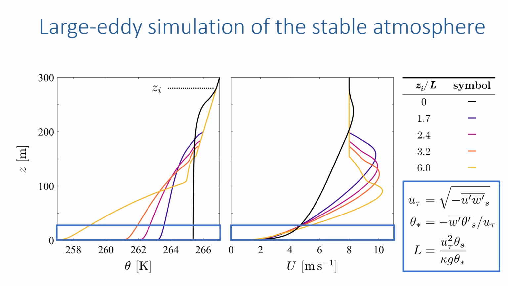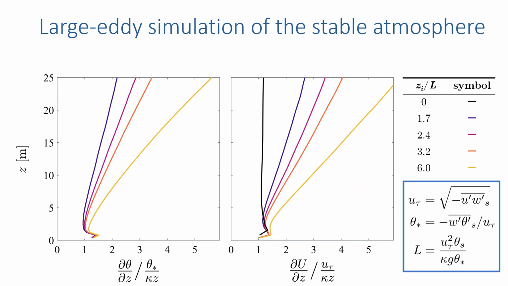What we'll be focusing on today is the behavior of these mean flow profiles, specifically in the lowest portion of the boundary layer corresponding to the logarithmic region or the atmospheric surface layer. Shown here are gradients of these mean flow profiles in the bottommost portion of the boundary layer, and the gradients are shown relative to the log law scaling, where you can have a log law in the temperature with theta star over kappa z, and then equivalently in the velocity using u tau over kappa z.